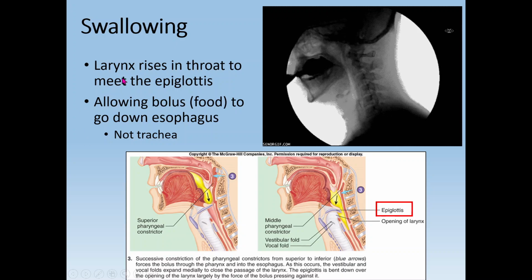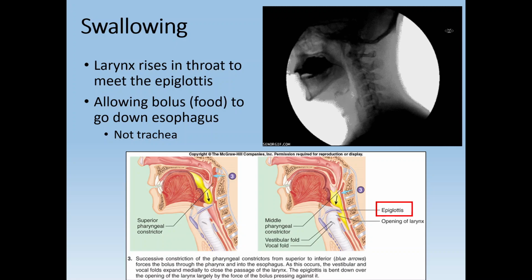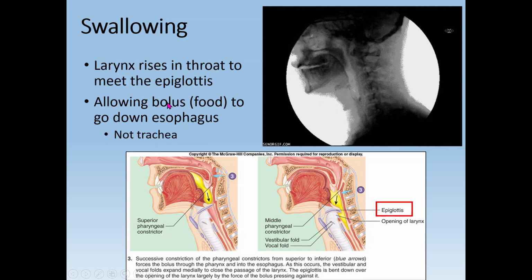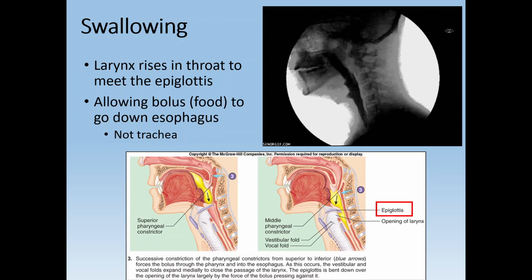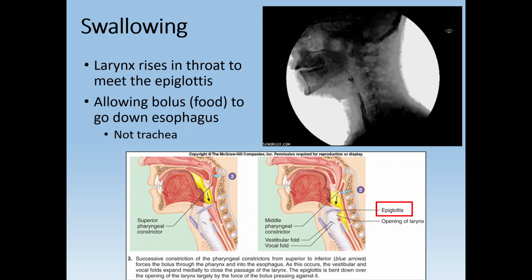What actually happens is your larynx, so right here, that top of your trachea, is going to physically move upwards, and it runs into the epiglottis, which is mostly immobile, and it acts like a trash can lid. So your larynx lifts up, hits the epiglottis, and is closed off. So food is not going to go down into your trachea.